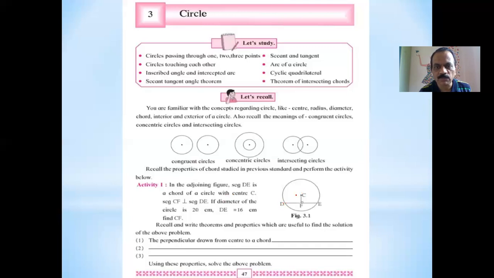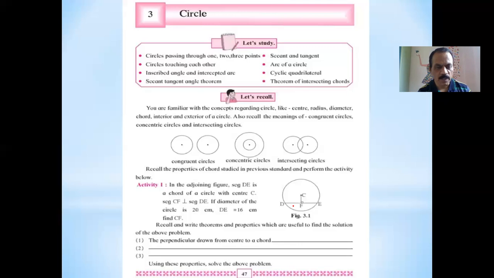Then a radius will be formed, and here a right angle triangle is formed, because CF is perpendicular to the chord given. So we find the perpendicular distance CF by using the theorem that the perpendicular from the center of a circle to the chord bisects the chord. This is one of the theorems. We have to find out what is the radius.